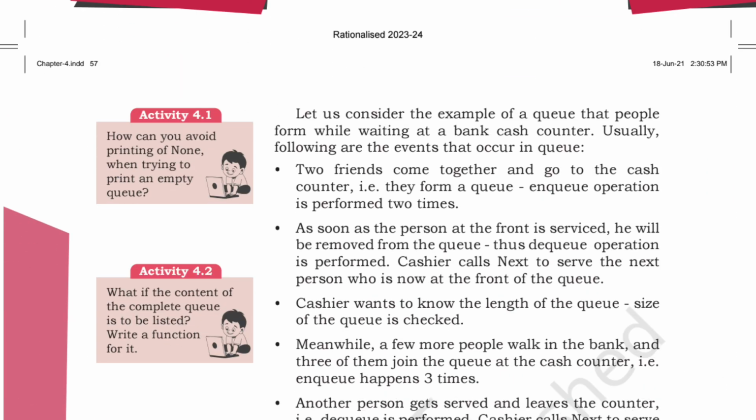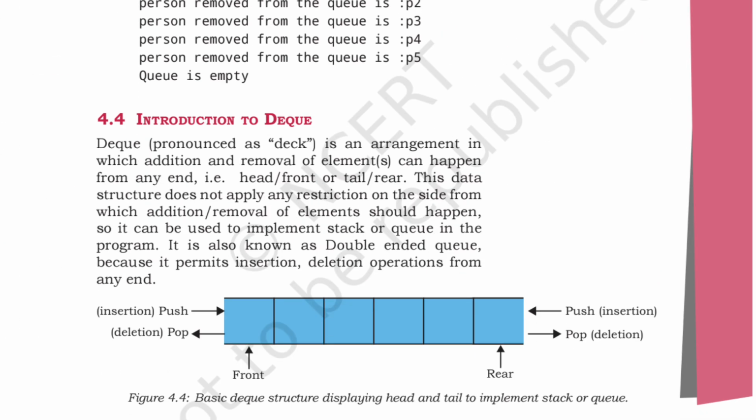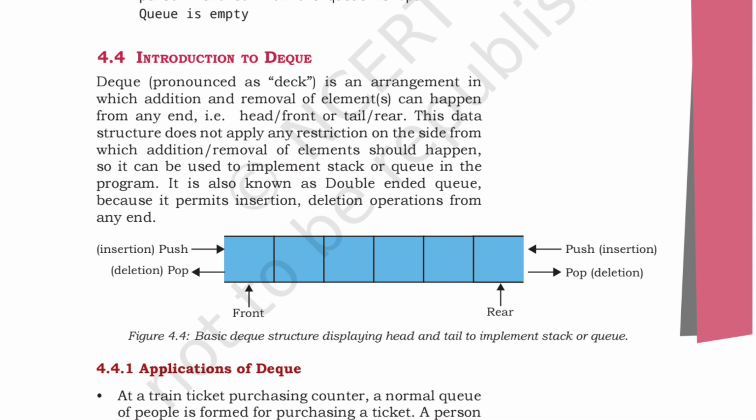I thought I may have inverted something by mistake, so you have to remember this: front is your head and rear is your tail. We are pushing, which is insertion, over here and popping, which is deletion. Again pushing is insertion and popping is deletion. This is the basic DQ structure displaying head and tail to implement a stack or queue.